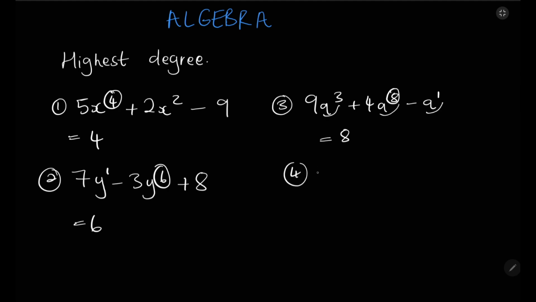Let's do the fourth example. Let's try 2m to the power 5 minus 6m to the power 2 plus m to the power 9 plus 1. What is our highest degree? M to the power 5, m to the power 2, m to the power 9, and 1. 9 is our highest degree. 9.